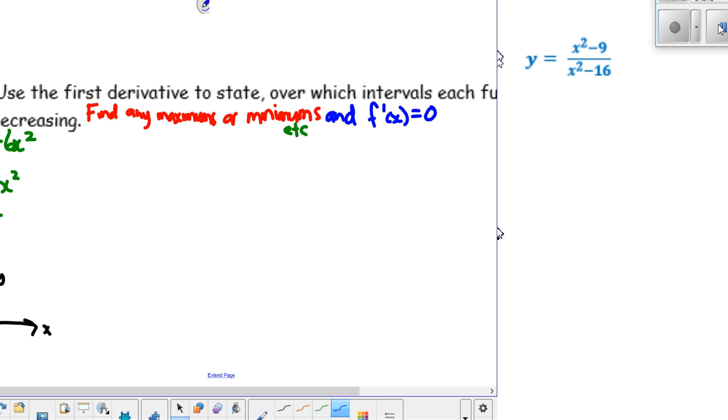Good. What would be the coordinate of its vertex? 0, negative 6? Close. Really close. It's even simpler. What is it?